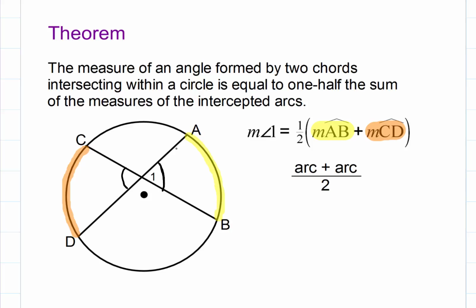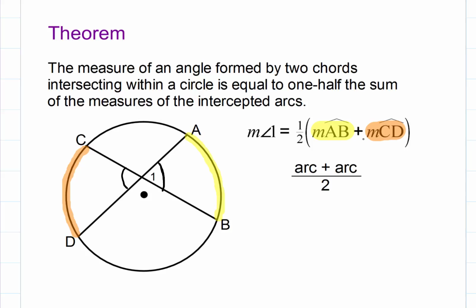And the important thing is that the arcs we're interested in are the ones that are intercepted by those angles. These two arcs that are highlighted here are not going to give us this angle, because this angle does not intercept those arcs. It intercepts this arc over here and this arc down here. Make sure you've got that straight right from the beginning.